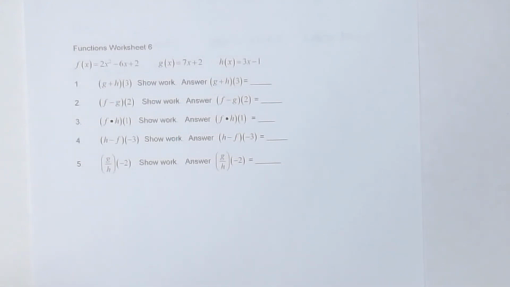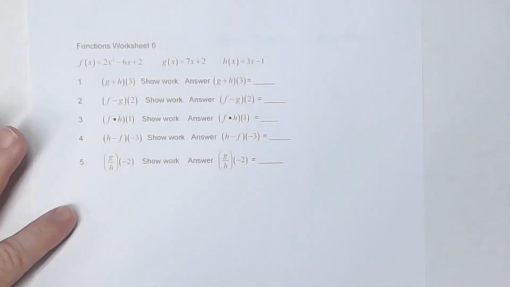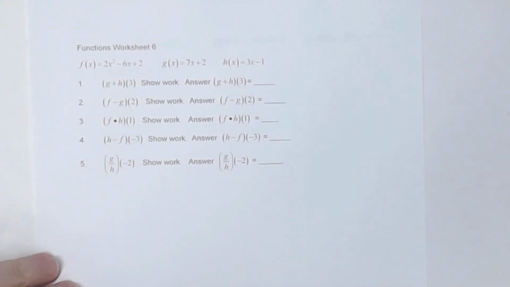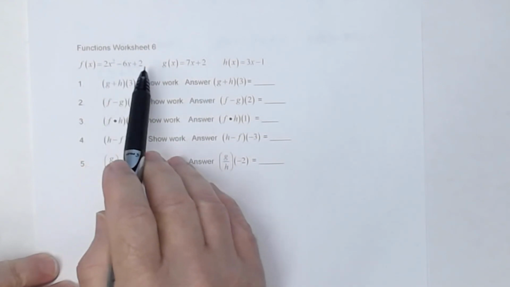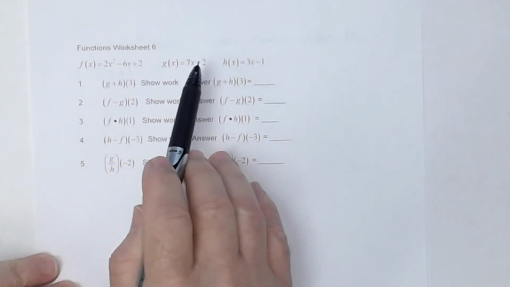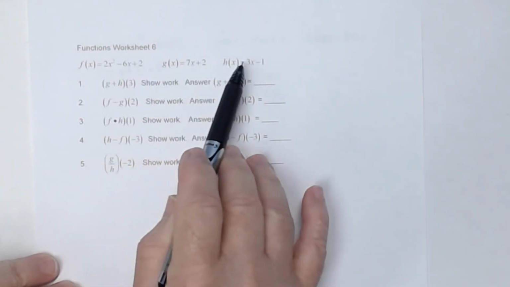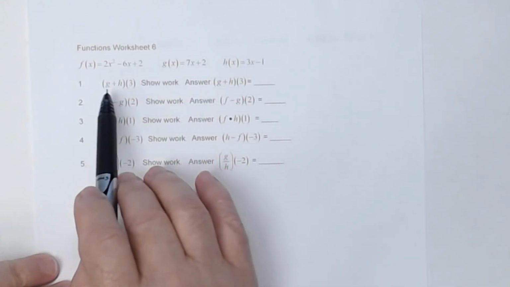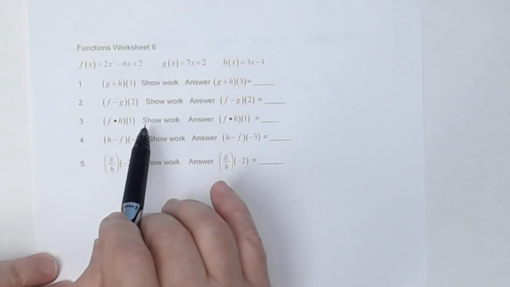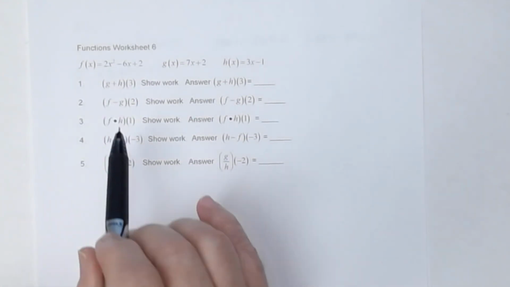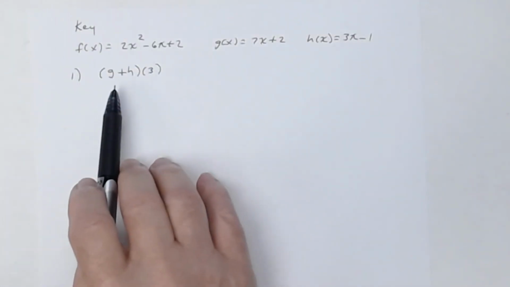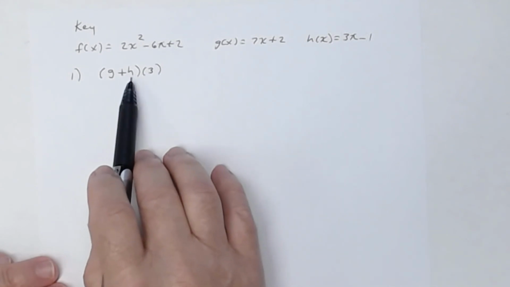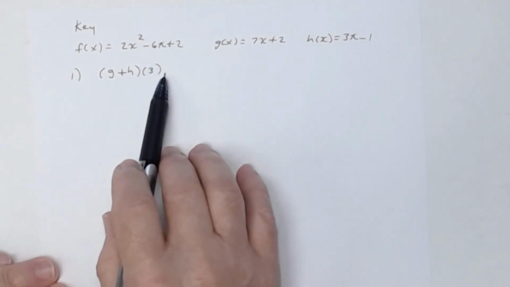All right, so this is the key to the functions worksheet 6. On this worksheet, you're given three functions: f of x, which is a quadratic function, and g of x and h of x, which are linear functions. Then you're asked to find these functional values here.